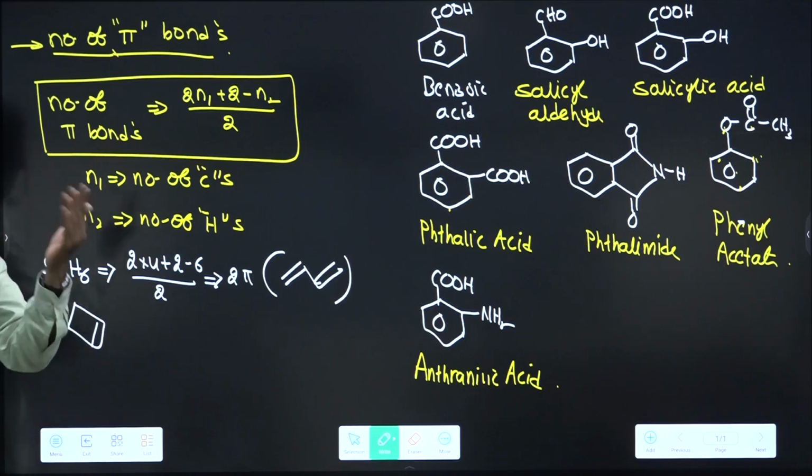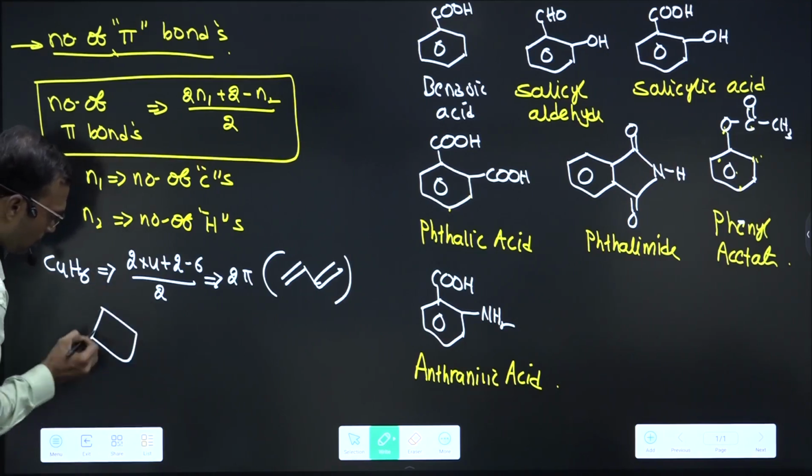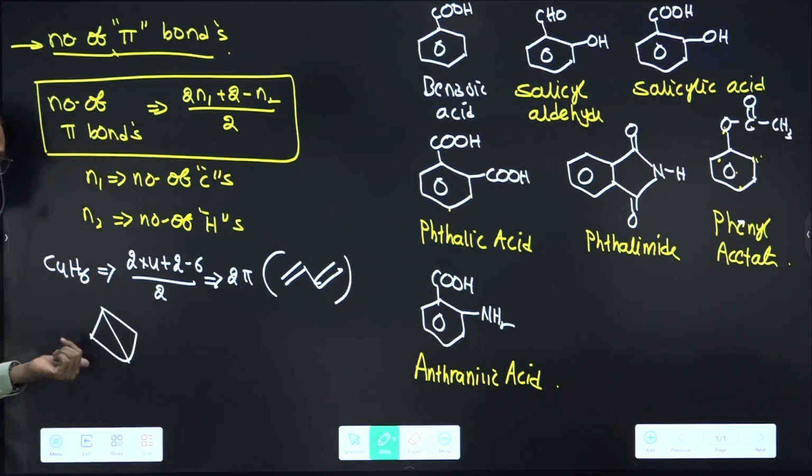Less than 2 pi. No pi also possible. Suppose I create a 4-membered ring, 2 rings I am creating. Any pi bond here? Formula matching? Formula matching but no pi bond. So what actually does this formula reveal?